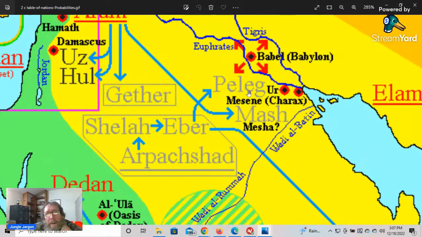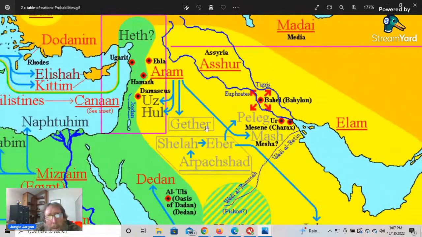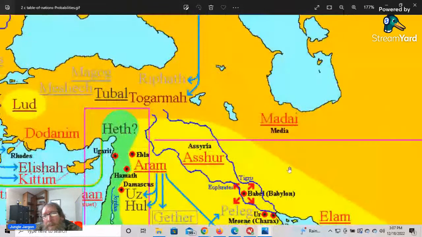And in the days of Peleg, the earth was divided. After the days of Peleg, Peleg no longer meant divided, it meant where the waters flow between the continents. But that's another rabbit hole. Of course, Madai, the Medes in this area here.